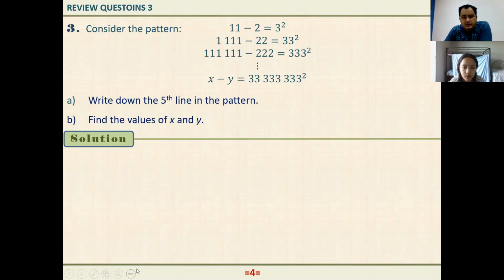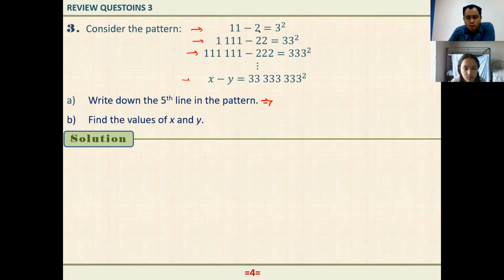All right. Have a look at this question. Consider the pattern. Now the kind of pattern: 11 minus 2, 3 squared. Here we have 4 ones, 2 twos, 33 squared, and 6 ones and 3 twos, that is 3 squared. We see it's a kind of pattern, right? This is the first line and second line and third line, and we don't know what line it is. Question: write down the fifth line in the pattern.